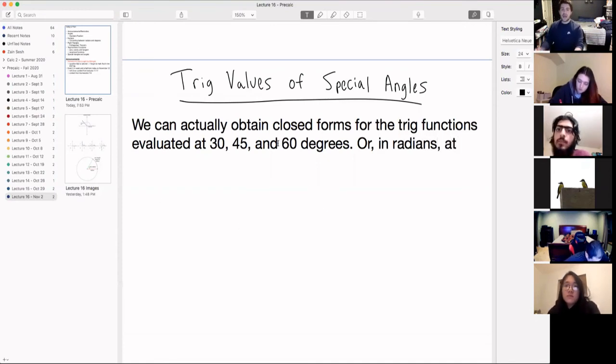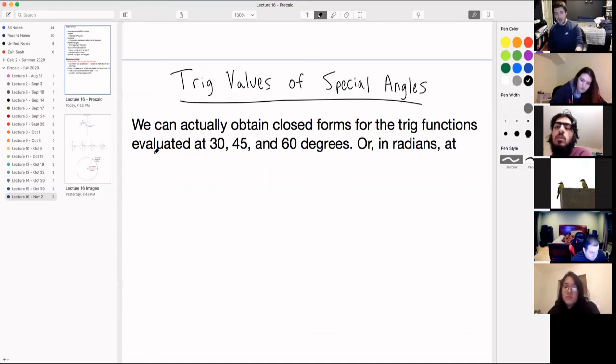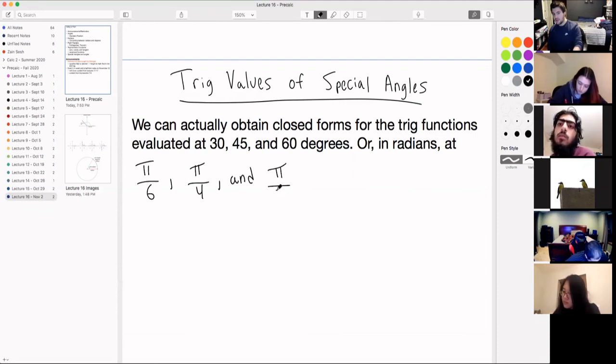So we can actually obtain closed forms for the trig functions, sine and cosine, and the rest of them, evaluated at 30, 45, and 60 degrees, or in radians at pi over 6, pi over 4, and pi over 3 radians.